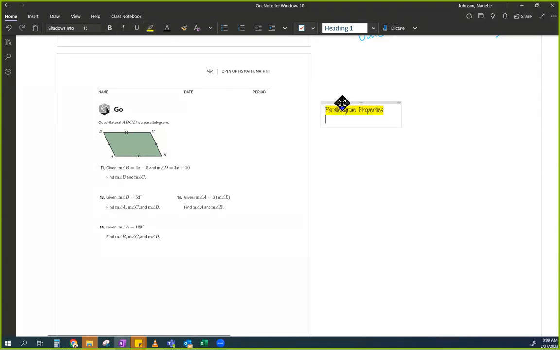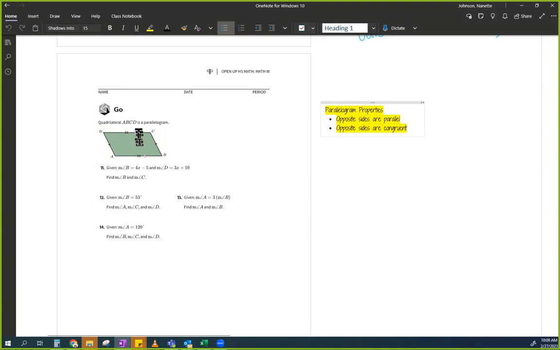Okay. So the parallelogram properties, the definition says opposite sides are parallel. And that makes sense because it's called a parallelogram, right? You also should know that opposite sides are congruent, which means CD is parallel to AB.